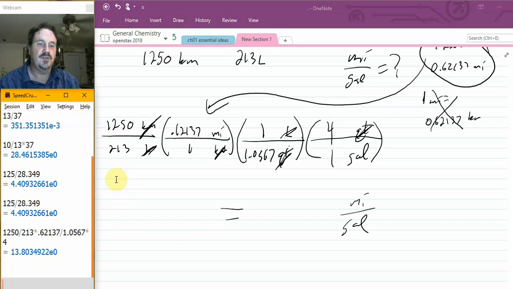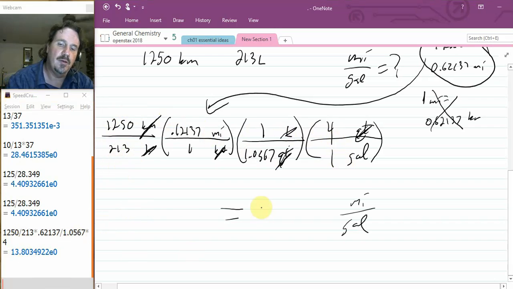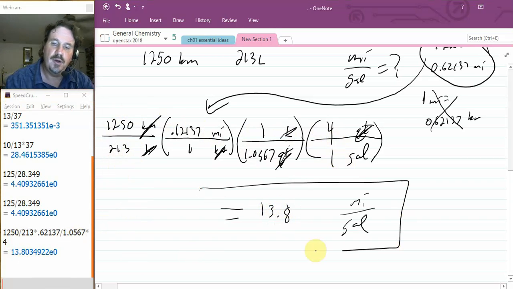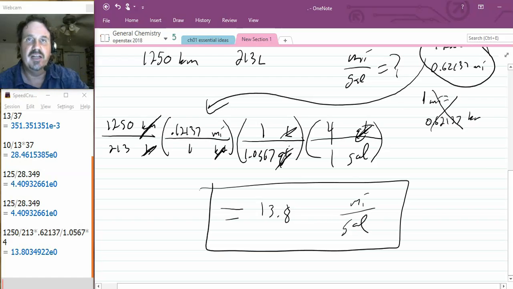13.803492. Alright, sig figs again, look at 213 is 3, 1250 is also 3. This has 5, 5. These are exact numbers, so they don't count. So it looks like 3. So I want to round off 13.8039 to 3 significant figures. That will be, of course, 13.8. So 13.8 miles per gallon.